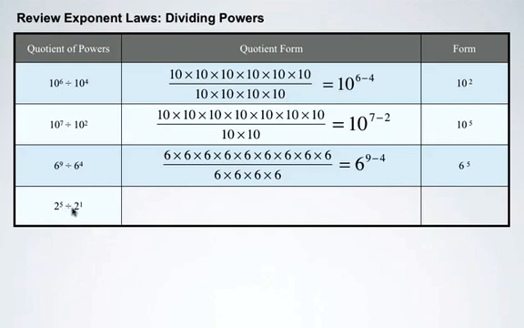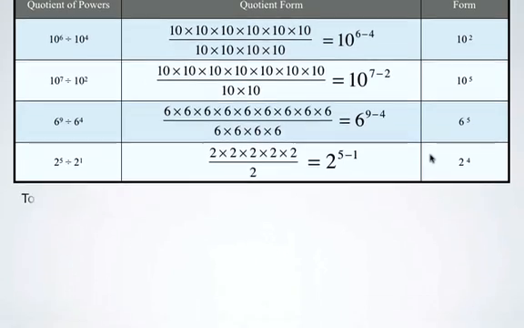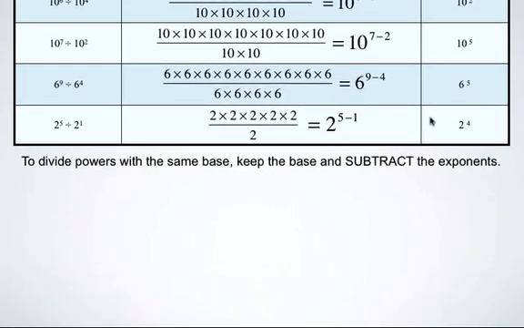2 to the 5 divided by 2 to the 1. Here it is, as expanded. 2 to the exponent 5 minus 1, which is 2 to the exponent 4. So to divide powers with the same base, we keep the base and subtract the exponents. So a to the n divided by a to the m is equal to a to the n minus m.